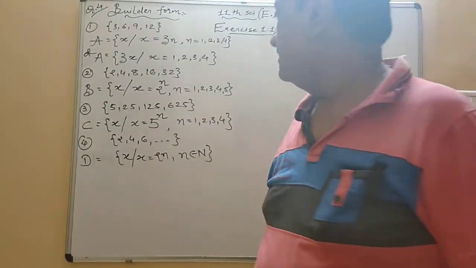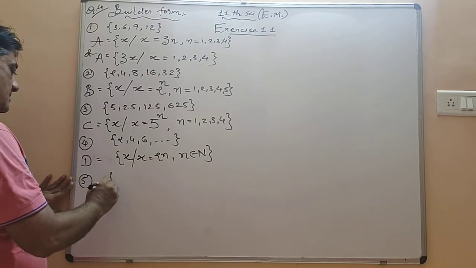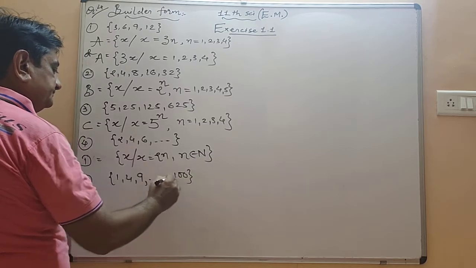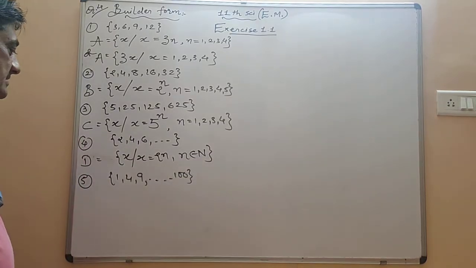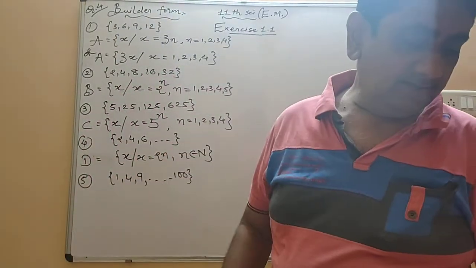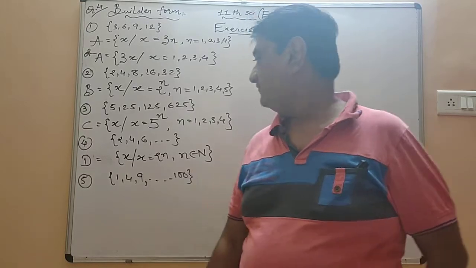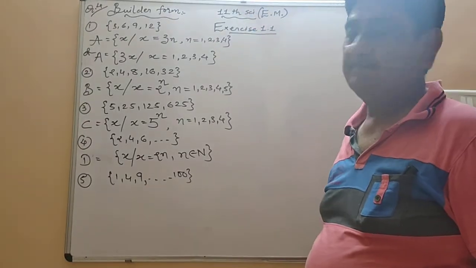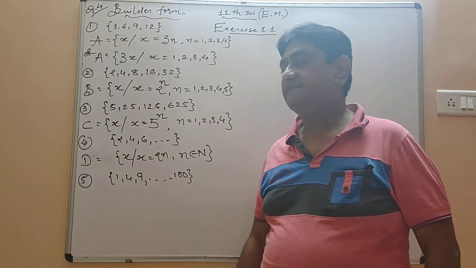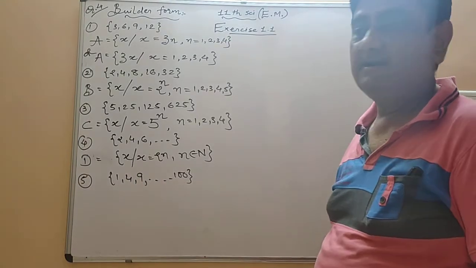1, 4, 9, 100. See, the first number is 1, then the second number is 4, the third number is 9, then dot dot dot. There are many numbers between 9 and 100. But these numbers are perfect squares: 1 square, 2 square, 3 square and 100 square.